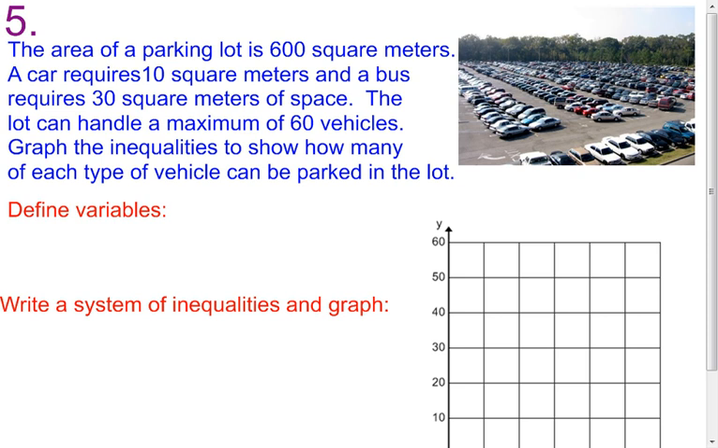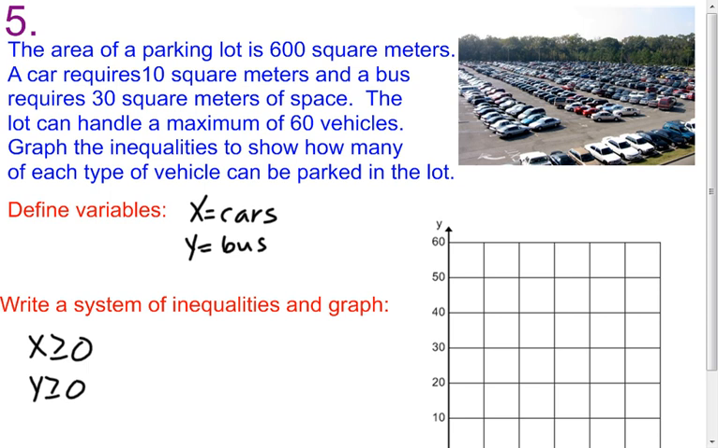Okay, so we have two things going on. We have X, which is cars, and we have Y, which is the bus. Again, you can't have a negative number of cars, and you can't have a negative number of buses. So I expect you to have those two inequalities there.